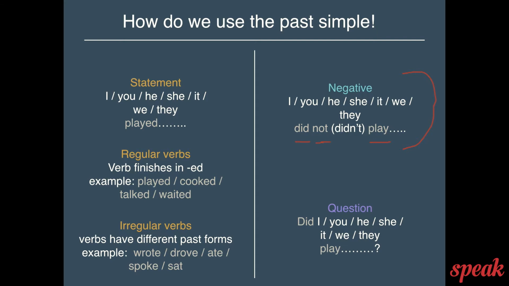And it never changes. So you need to remember that a question in the past simple is with did. You start with did, then you use your subject, he, she, it, or somebody's name, Peter. Did Peter, and then your verb, play. Did Peter play football yesterday?